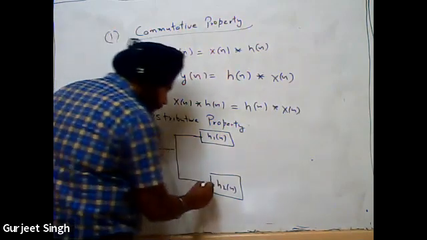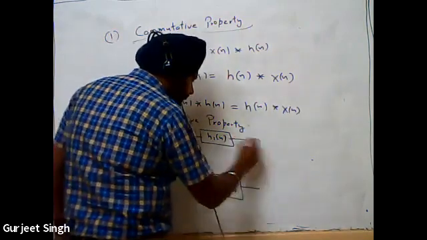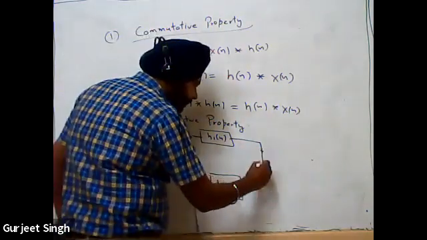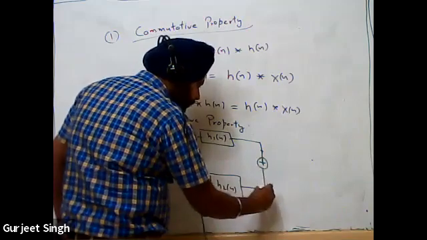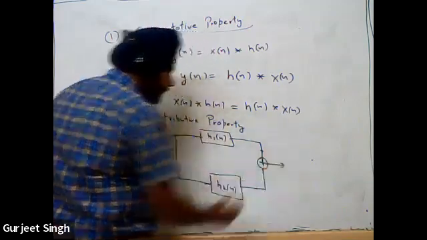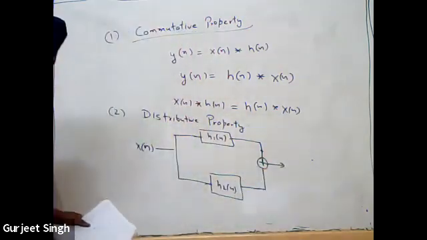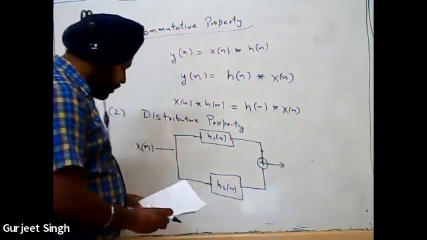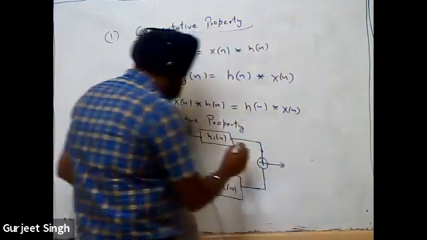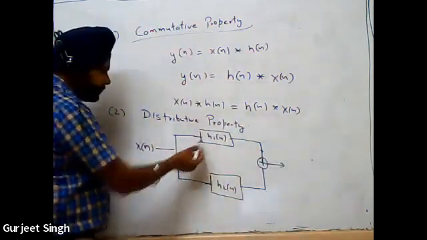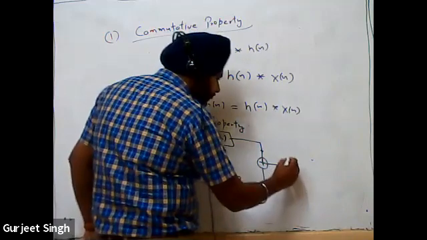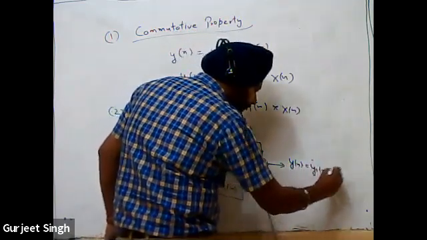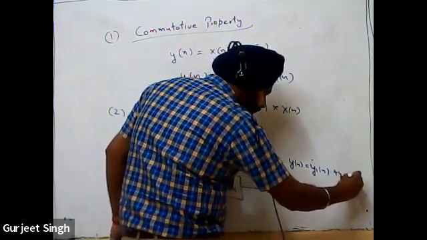Then we have this output, and we will apply here one adder. So what is the output of the adder? We will apply xn to this input. So yn is equal to y1n plus y2n.